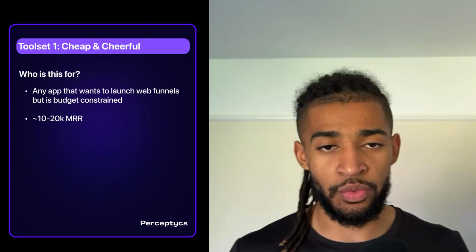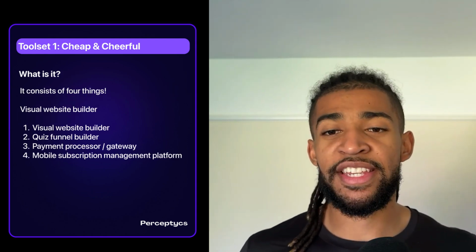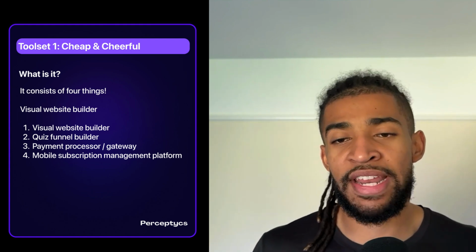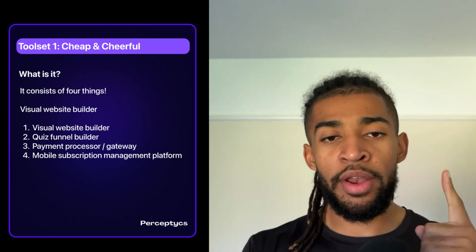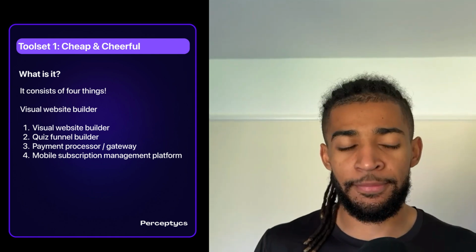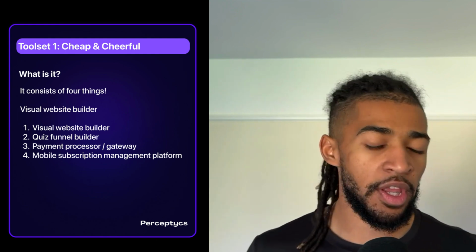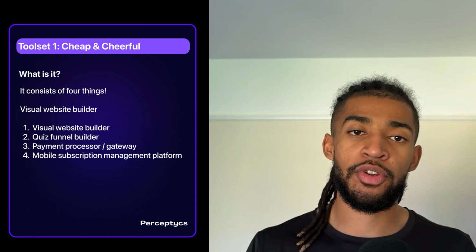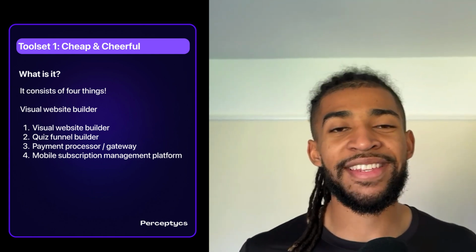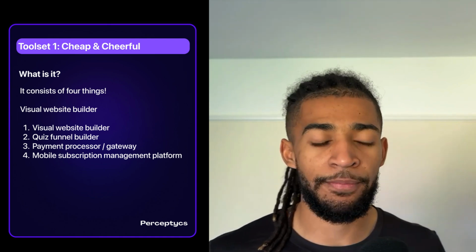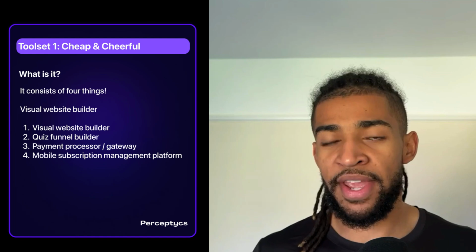So what is this toolset? This toolset really consists of 4 things. It has 2 main elements, but overall it's 4 things that you really need to get up and running. Number 1 is a visual website builder. Number 2 is a quiz form or quiz builder. Number 3 is a payment processor. And number 4 is a subscription management tool or a mobile revenue analytics platform. Now let's go through what I mean by each of these.